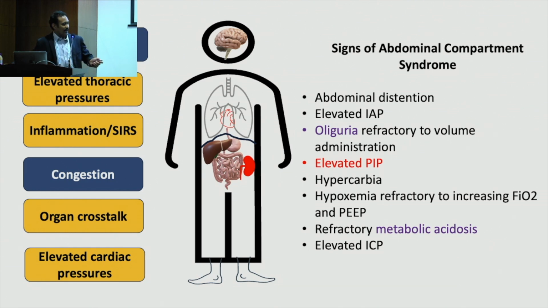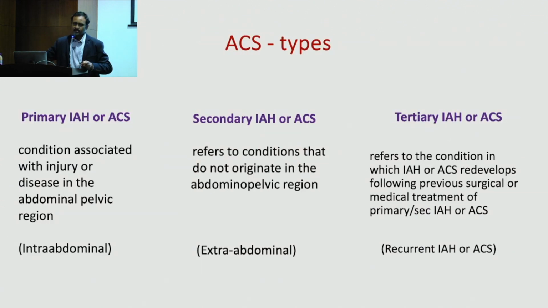So what are the mechanisms I have put here? Hypoperfusion, these are the mechanisms. But how the patient presents is exactly by oliguria, high intrathoracic pressures, and refractory metabolic acidosis. The way the patient presents is like this, and how the mechanism happens is because of this that is shown on the left side. These are three common types. Primary means the pathology is in the abdomen. Secondary is extra-abdominal. Tertiary is repeatedly increasing abdominal pressures.